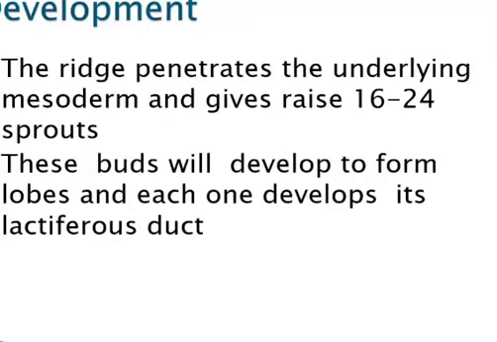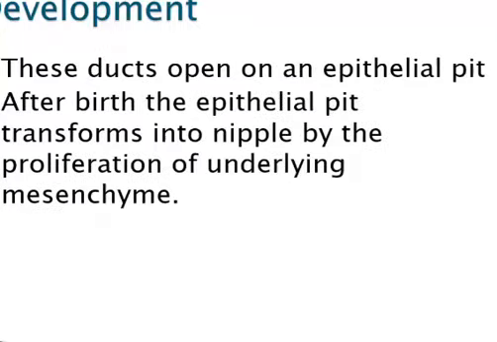Coming to development, the ridge penetrates the underlying mesoderm and gives rise to 16 to 24 sprouts. These sprouts become buds, develop to form lobes, and each one again develops one lactiferous duct. And these ducts open on an epithelial pit. After birth, the epithelial pit transforms into the nipple by the proliferation of the underlying mesenchyme.